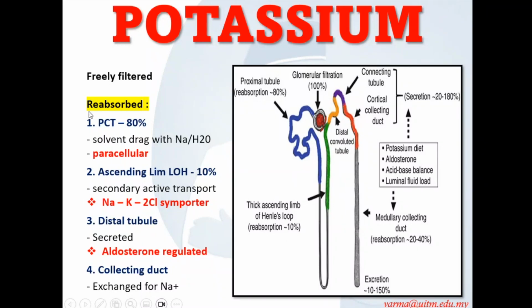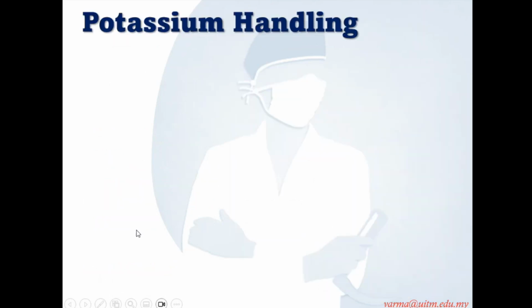If you are able to mention at least this in your SAQ, you will get at least 3 marks, as this contains all the important points. If a question comes out, write a short note on potassium handling in the kidney, and you are able to say this much, I think you can get a minimum of 2 marks out of 3. Okay, so now we go a bit more in depth.